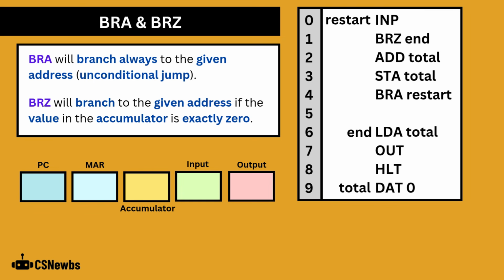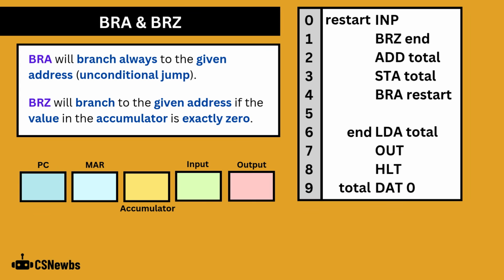The three remaining mnemonics are forms of branching, which is when the program jumps to a different instruction instead of continuing in order. They are often used to form a loop or make a decision. BRA will branch always to the given address. This is known as an unconditional jump. BRZ will branch to the given address if the value in the accumulator is exactly 0.